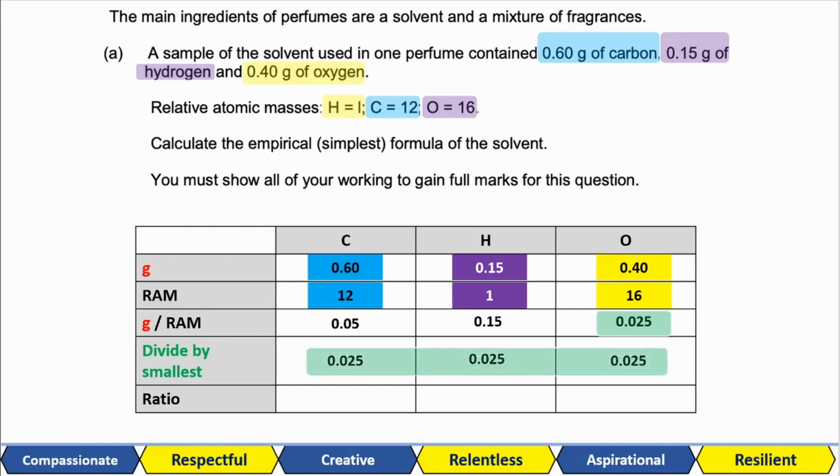Doing that for each of our calculations now, dividing each number by 0.025, that gives us 2 for carbon, 6 for hydrogen, and obviously 1 for oxygen because it's the same number. We do not have any decimals here, so these are the whole number ratios, and therefore this is the empirical formula. C2H6O. Notice that I don't write the 1 next to the oxygen, just like when you write in regular formulas. Don't write the 1 next to it if it's just one atom.